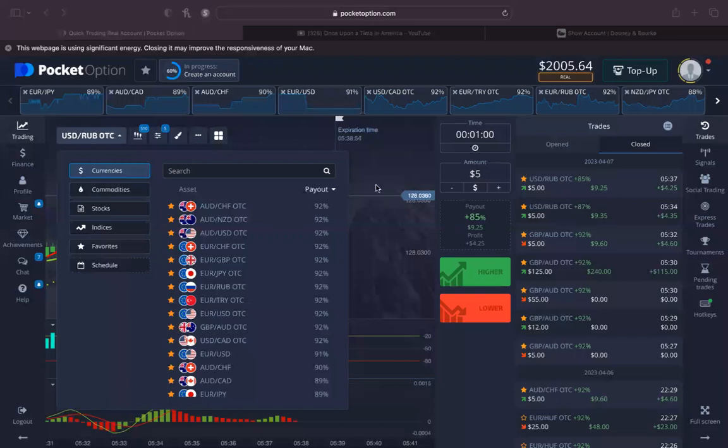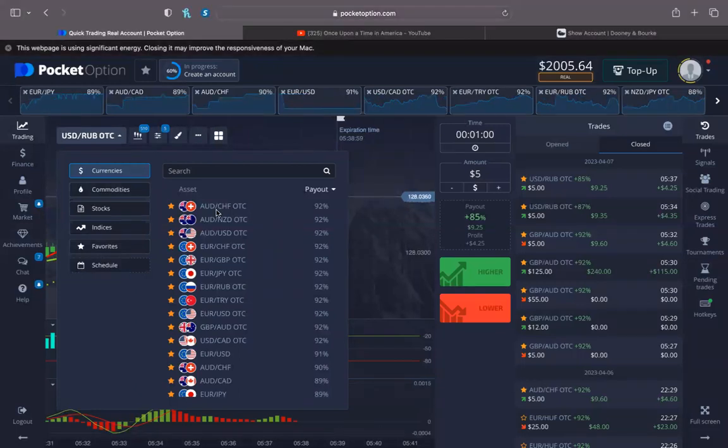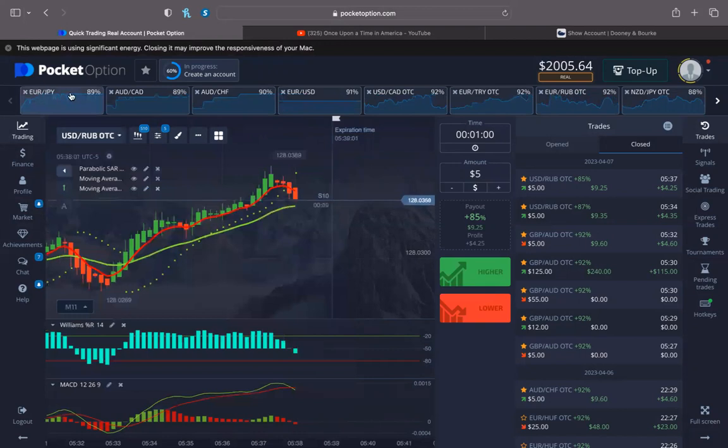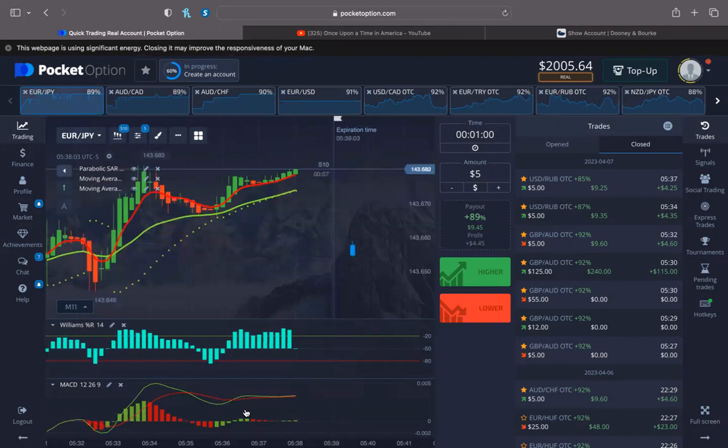All right, let's proceed. Euro JPY. Let's see what it's doing currently. It's in consolidation because those two lines are stuck together. Let's see if it's going to update.